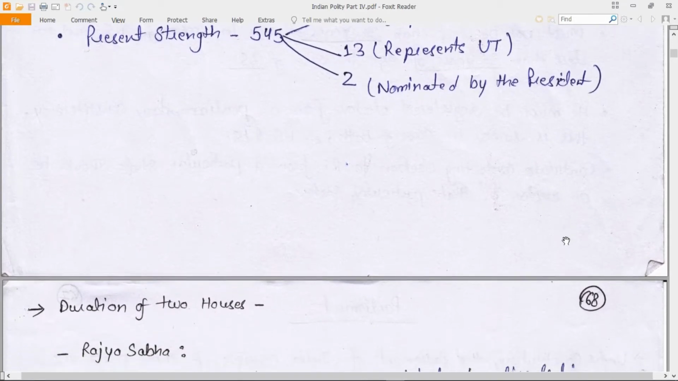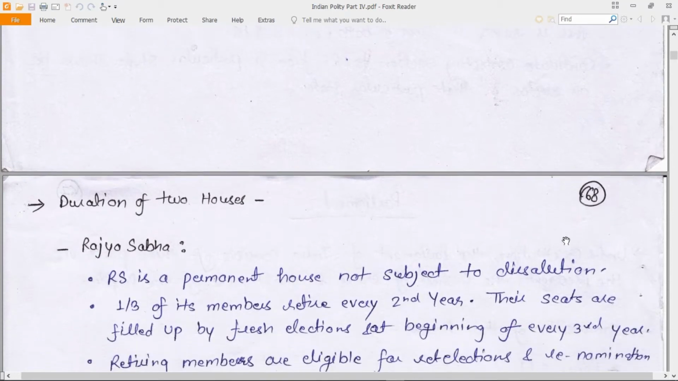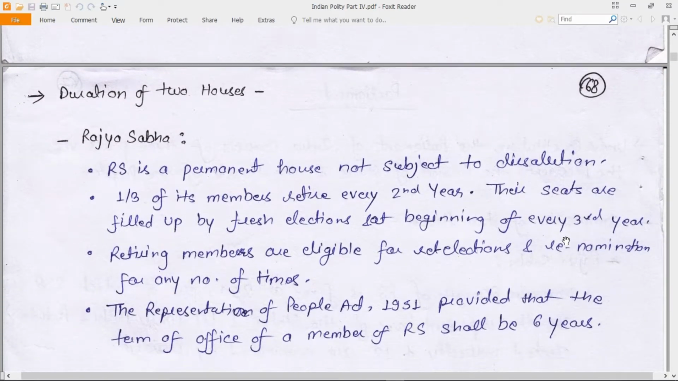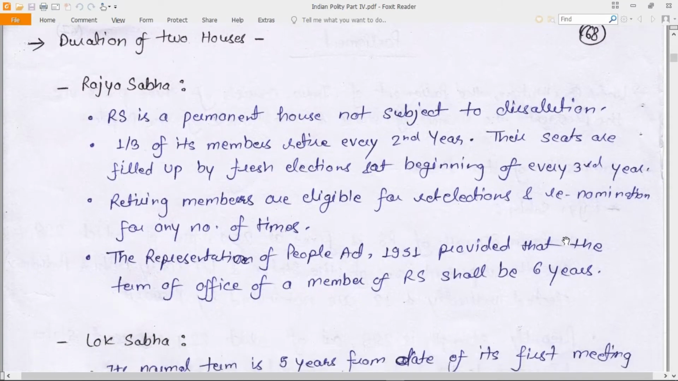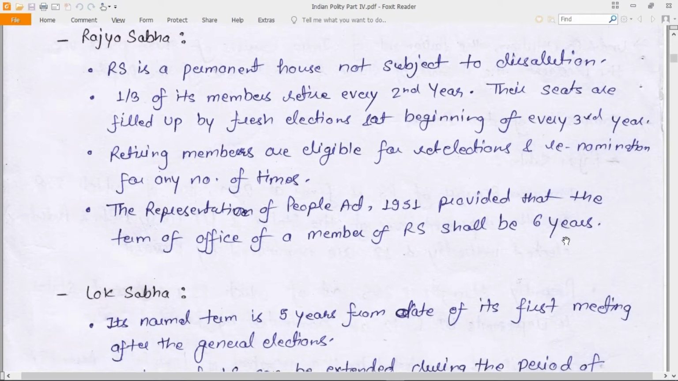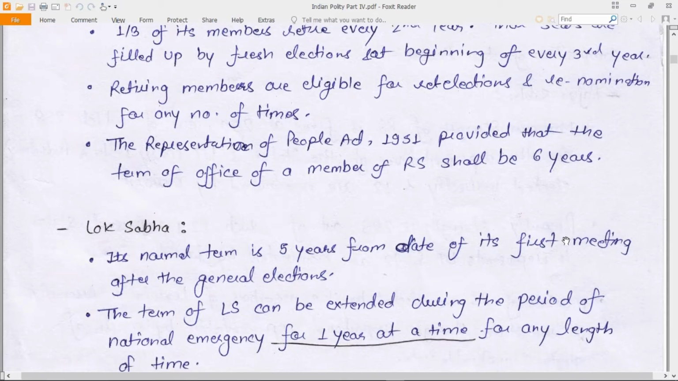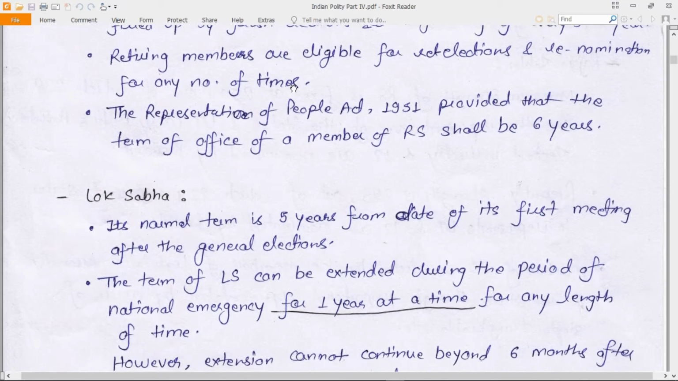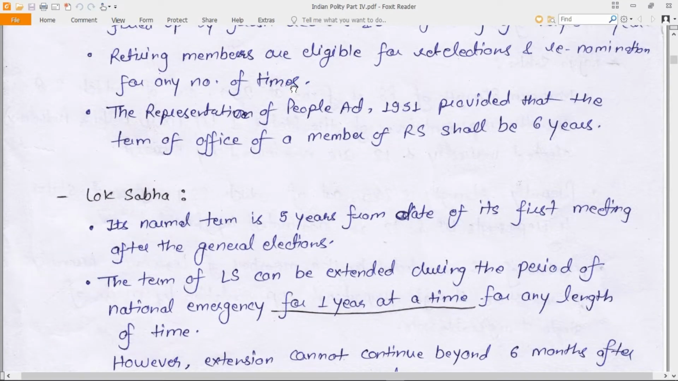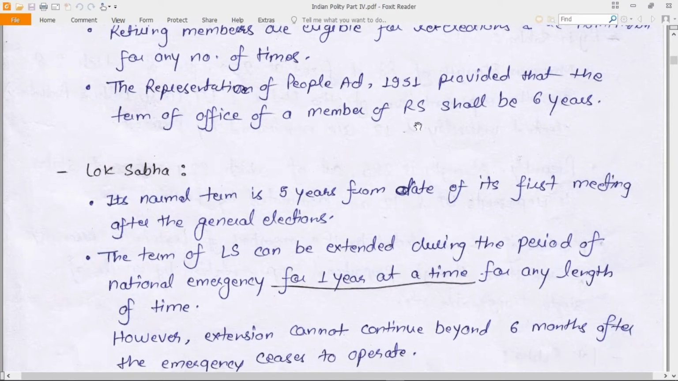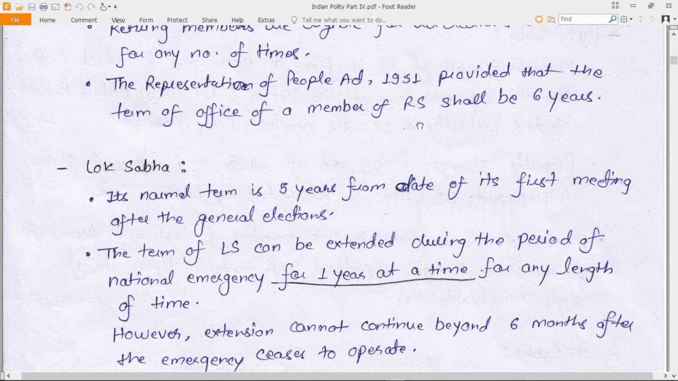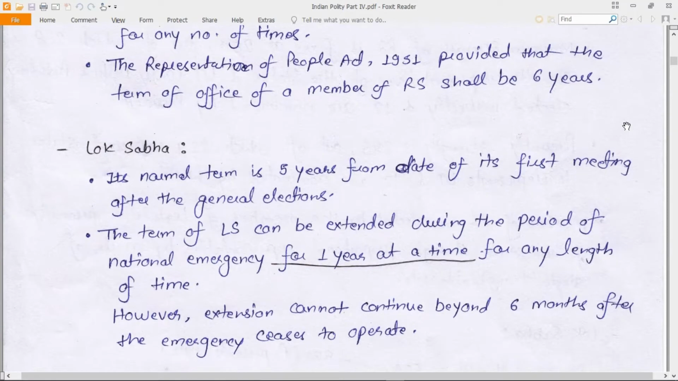Now, what is the duration of the two houses? Rajya Sabha is a permanent house, not subject to dissolution. One third of its members retire every second year. Their seats are filled up with fresh elections that begin every third year. Retiring members are eligible for re-election and re-nomination any number of times. The Representation of People Act 1951 provides that the term of office of a member of Rajya Sabha shall be 6 years.